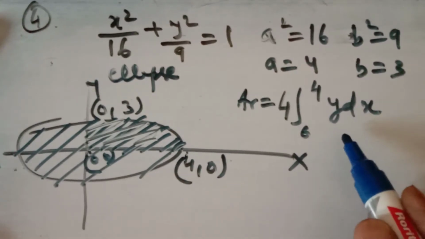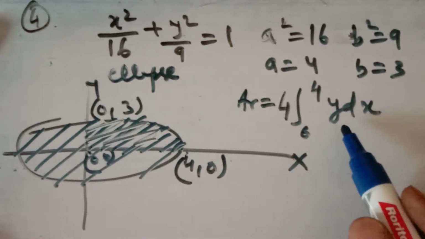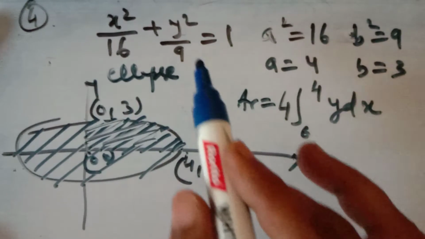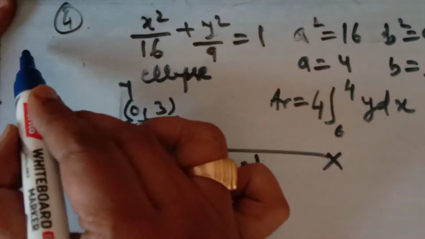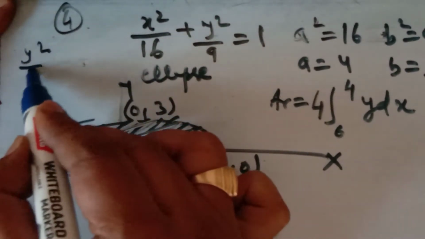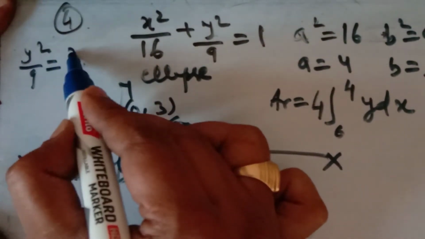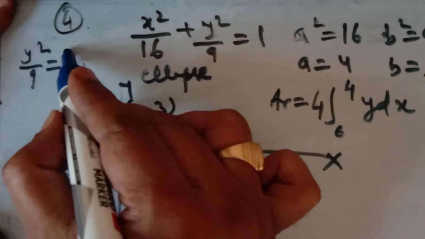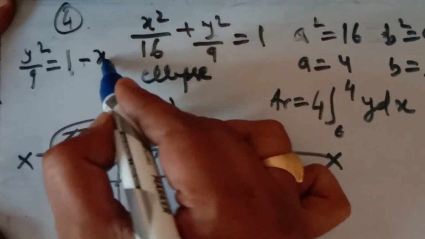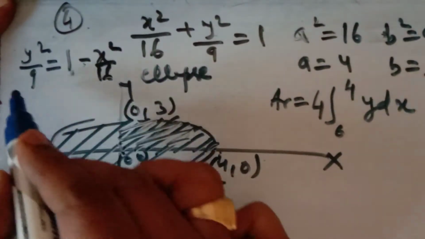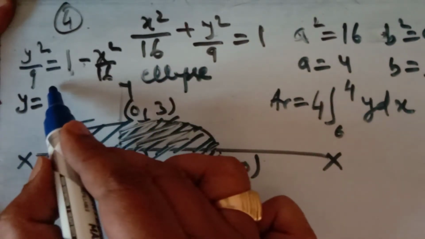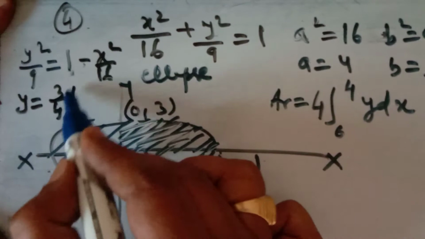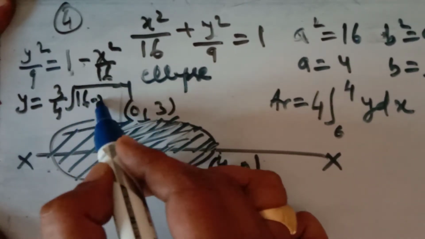Now what you have to do, you have to put the value of y in it. So first of all, you find the value of y from this curve. You can find it very easily. y square upon 9 will be equal to 1 minus x square upon 16, and when you take it to the right hand side, it will be 3 upon 4 under root 16 minus x square.